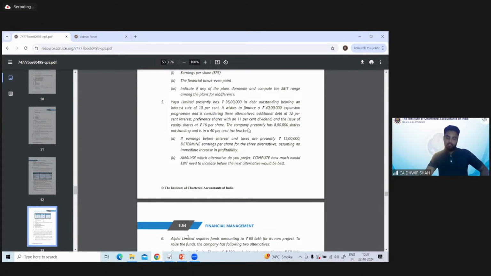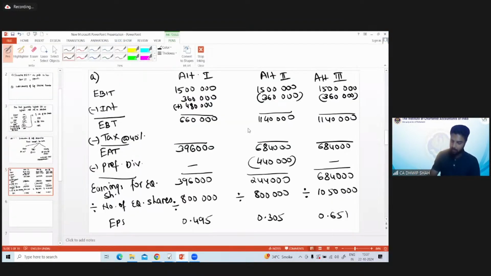So this is part A of question 5. You just need to calculate the earnings per share. Under part B, they have asked, analyze which alternative you would prefer. बोलो, what is your expert opinion? आप सबका expert opinion बताओ. हमें alternative 1 select करना चाहिए, 2 या alternative 3? Alternative 3, that's correct. We need to select alternative 3 because it is generating maximum EPS. Maximum EPS means maximum wealth to the shareholders.